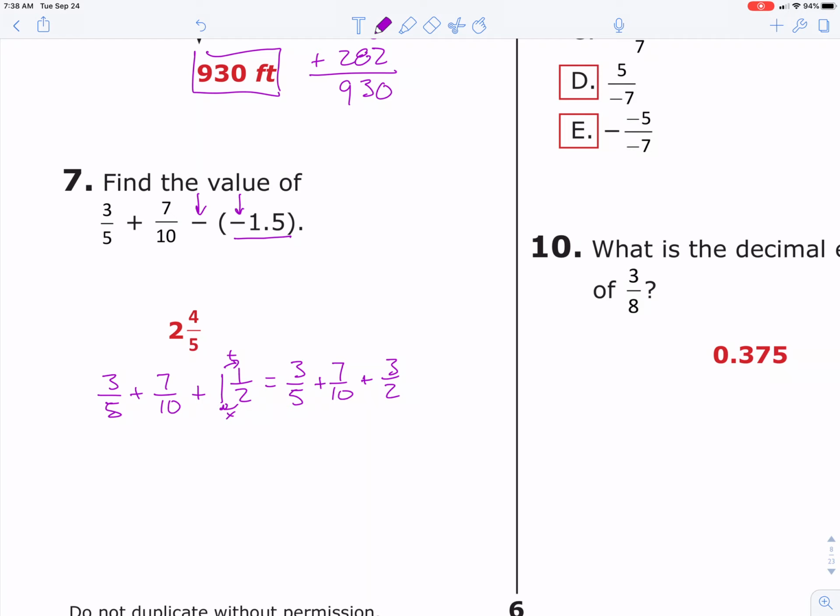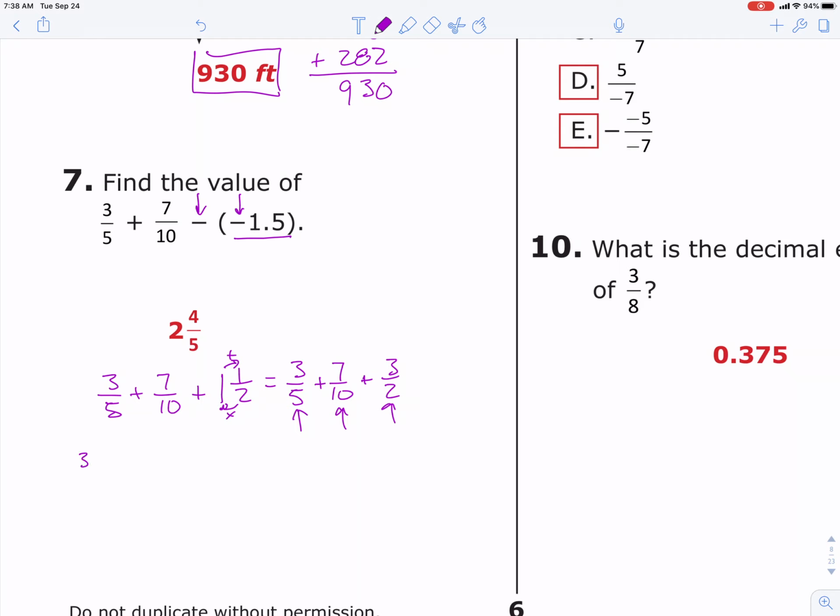Now I need a common denominator. Well, what's the smallest number that all three of these numbers go into, that can be divided into? Well, it looks like it's 10. 10 goes into 10 one time, 5 goes into 10 two times, 2 goes into 10 5 times. So I'm going to do that.